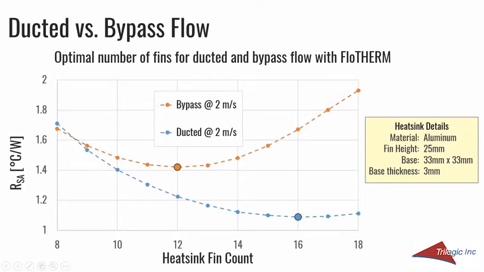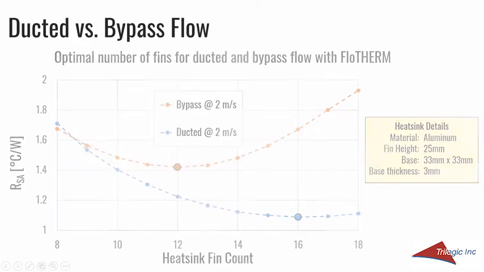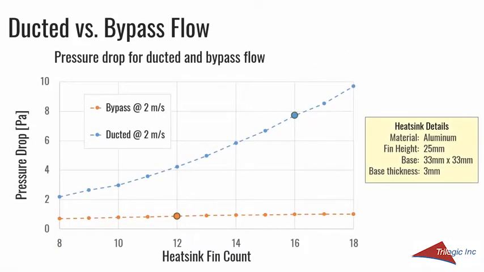With ducted flow, the optimum is a higher fin count and lower thermal resistance. Certainly the velocity is going to be higher in the fins, and departure from that optimum is much less steep. So you have to look at pressure drop when you're talking about ducted flow. We can see the pressure for these different fin counts increases linearly with increased number of fins.